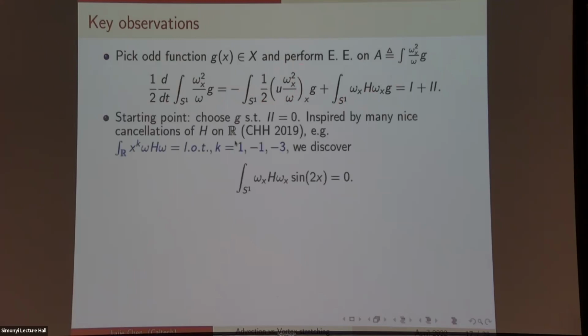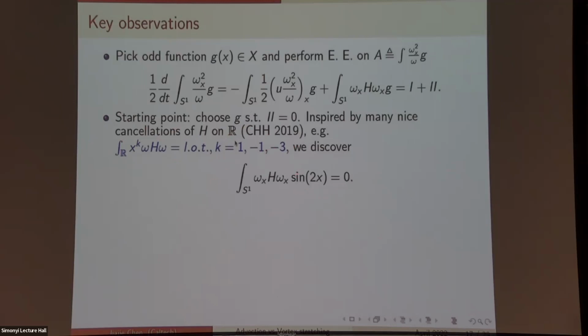The starting point, we'll choose special g so that the second term is 0. This is inspired by our previous work on this model on the real line. We found that for the Hilbert transform, we have many non-local cancellations. For example, we have these identities on the real line. On a circle, we also have similar cancellation.